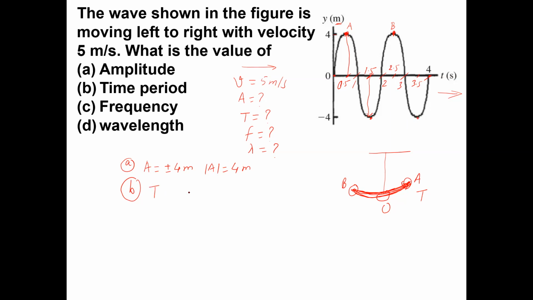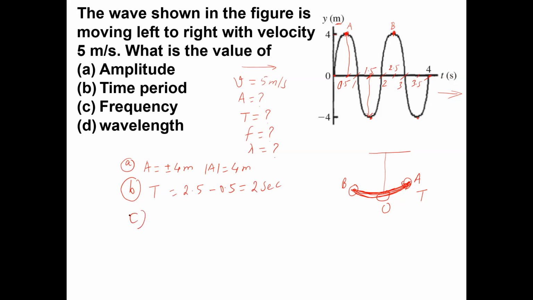In this case, the time period goes from A to B. That means B is 2.5 seconds, and point A is 0.5 second. If you subtract them, you get 2 seconds. So going from A to B is 2 seconds. That is the time.